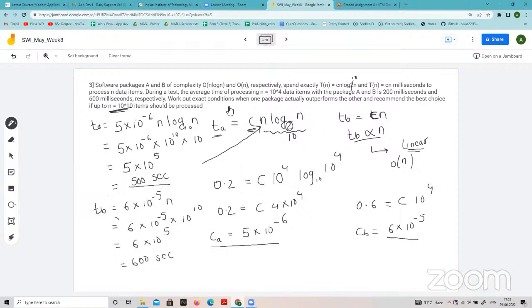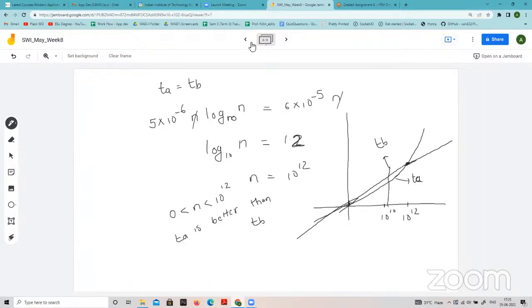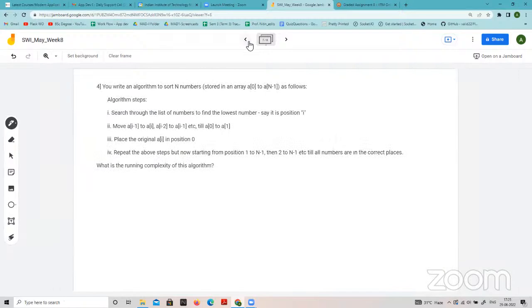Okay, so the two things to take from this question: one is which one is better at 10 raised to power 10, and the other is which one outperforms the other and at what point, which is 10 raised to power 12, as we saw. Okay, so these are the two things. All right, so this is the next question.